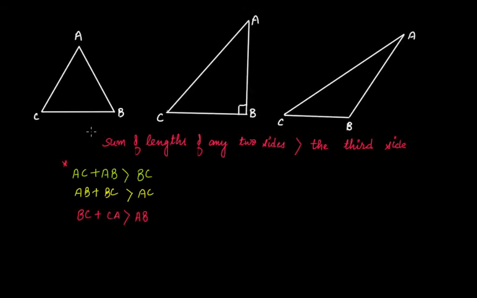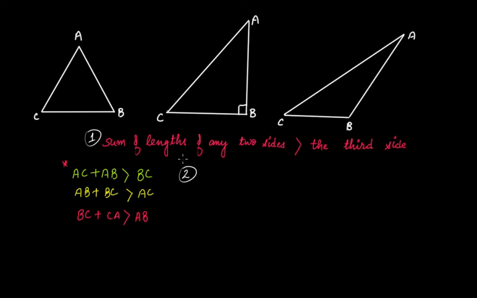Okay. The second point, this was the first point. The second property is that if you subtract the lengths of any two sides, that will be less than the third side.